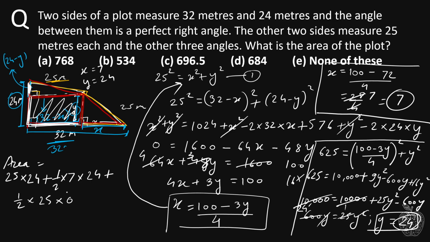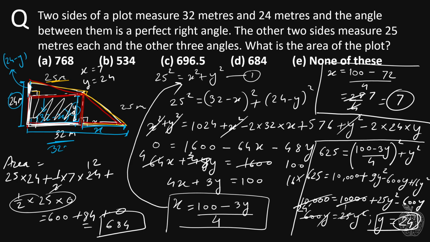So multiplied by 0. So we have here 24 into 25, which gives 600, plus 2 ones are 2, 2 twos are 4, and 7 into 12 will give 84, plus this entire thing will be 0. So we have our answer 600 plus 84, 684. And this is our required answer. This is the area of this entire plot. So here option D is the correct one.